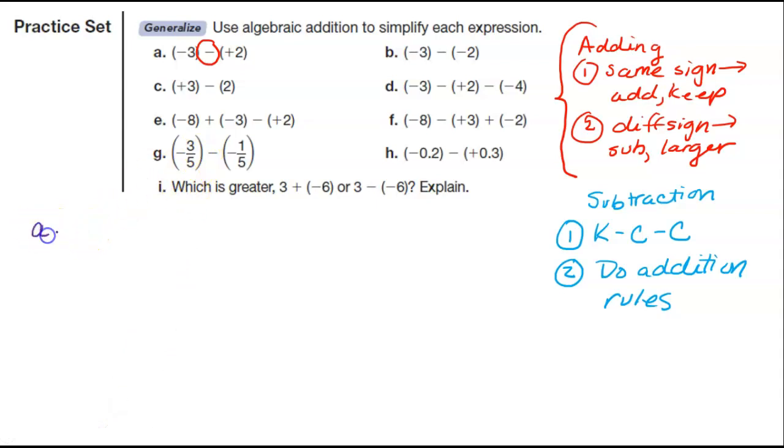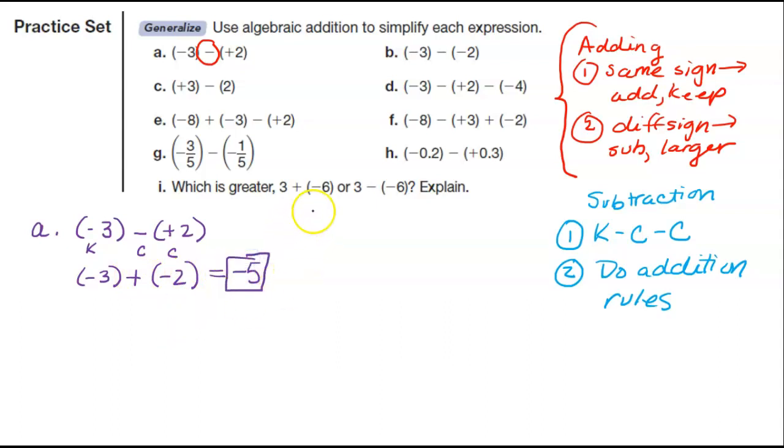So for A, I have -3 minus +2. I'm going to keep this sign, change this, and change this. So I keep the -3, I change the subtraction to addition, and I change this to negative. Now I have an addition problem. So I have the same sign, so I add them, 3 plus 2 is 5, and I keep the sign. And that's my answer. Let me do B.